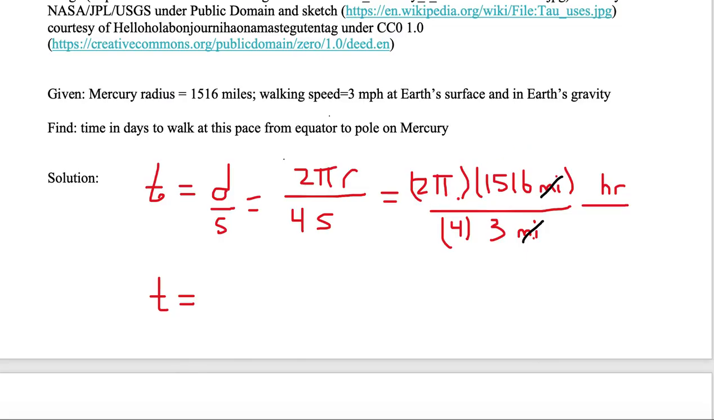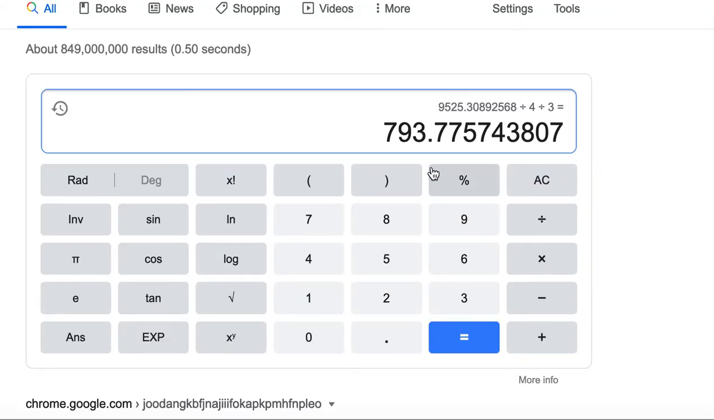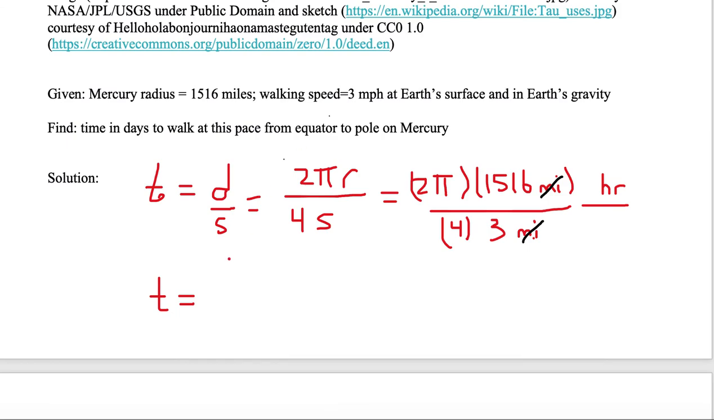Let's look at our sig figs. We've got 2 pi. 1516 has 4 digits. We've got a 4 and we've got a 3. So it's actually 3.0, so we only have 2 significant figures, so we can only keep 2. So this would be 7.9 times 10 to the 2. So we keep our value 7.9 times 10 to the 2, and our unit is hours.